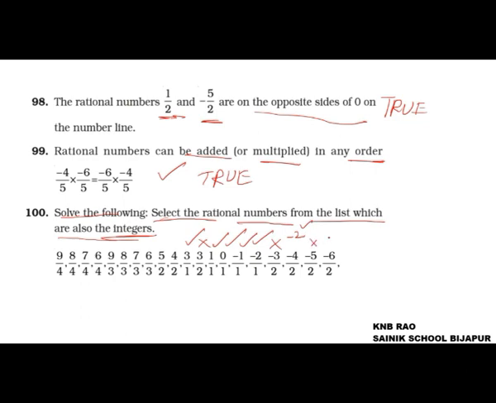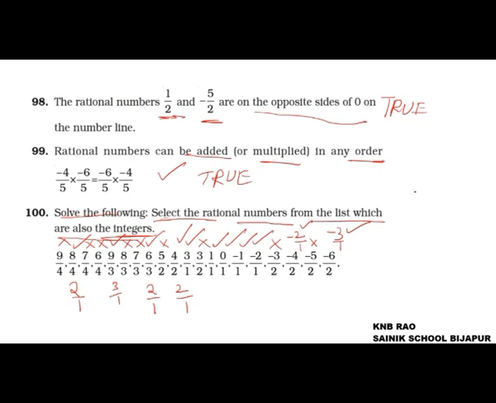Minus 5 by 2 cannot be. Minus 6 by 2 can be written as minus 3 by 1, so it is again an integer. Next, 9 by 4 cannot be. 8 by 4 can be written as 2 by 1, so it can be. 7 by 4 cannot be. 6 by 4 cannot be. 9 by 3 can be, because it can be written as 3 by 1. 8 by 3 cannot be. 7 by 3 cannot be. 6 by 3 can be, because it can be written as 2 by 1. 5 by 2 cannot be, and 4 by 2 can be, because it can be written as 2 by 1.